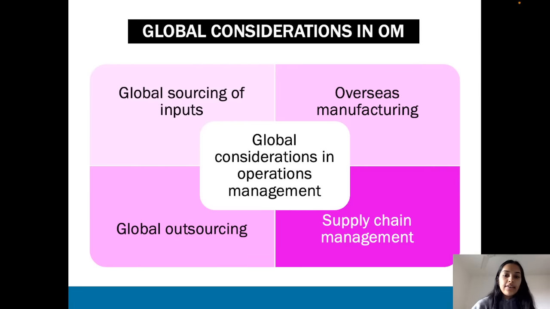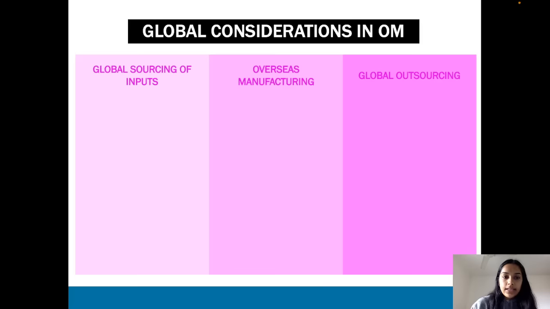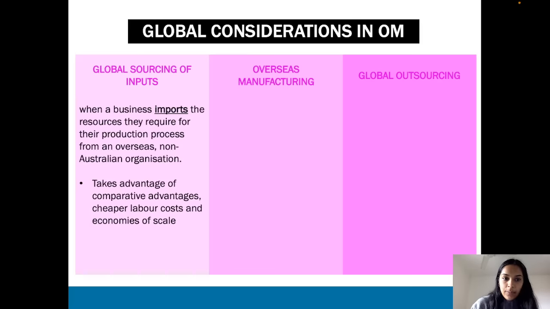Okay, and then we have global considerations in operations management. We have these four things. First, global sourcing of inputs. This is when a business imports the resources that they require for the production process from an overseas, non-Australian organization. And they take advantage of comparative advantages, so cheaper labor costs and economies of scale.